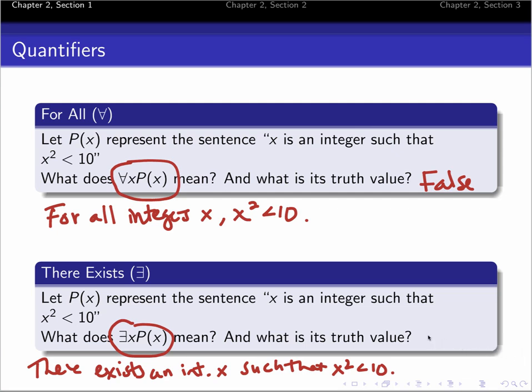Great, Jacob. All right, so it's true because there does exist one. 1 squared is less than 10. So good.